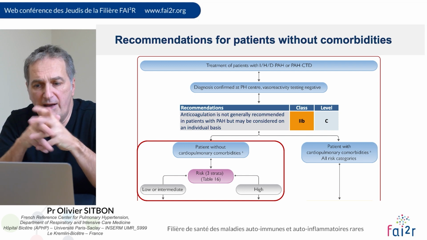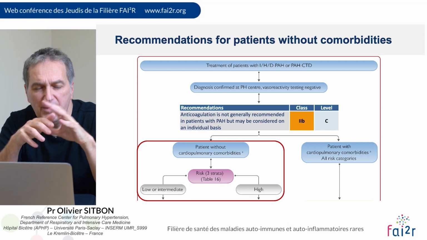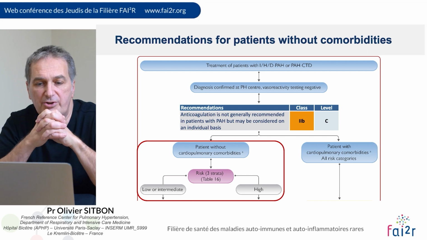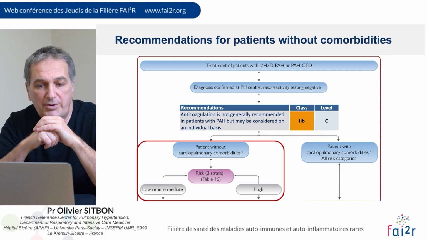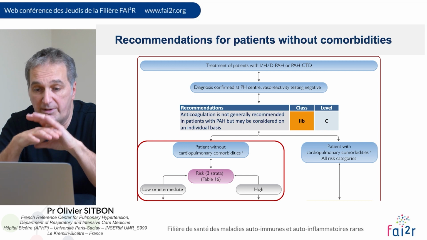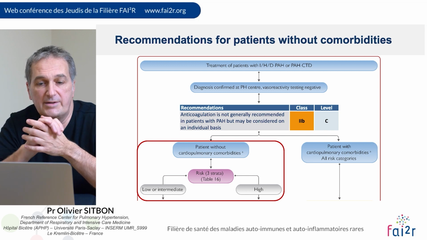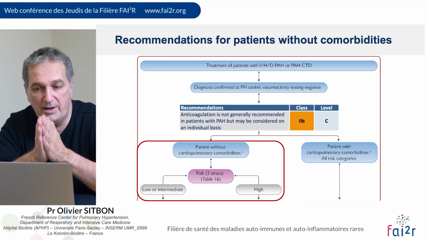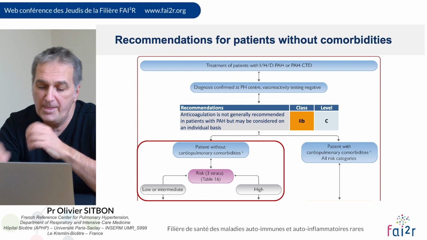But I just want to also give an information about anticoagulation. Anticoagulation is not generally recommended in patients with PAH, not only in patients with scleroderma, but in all forms of PAH. And this may be considered on an individual basis. And as you can see here, the class of recommendation is only 2B.